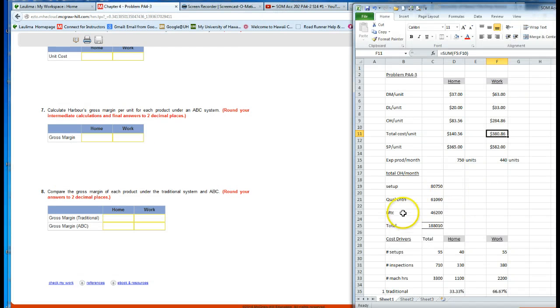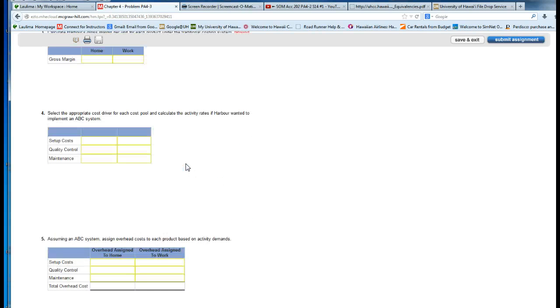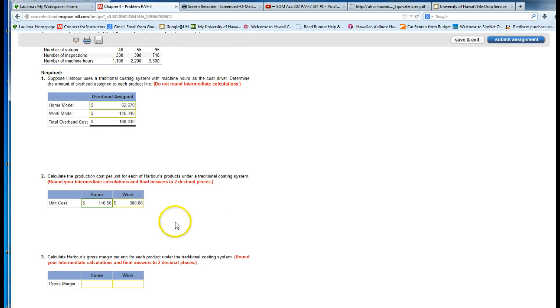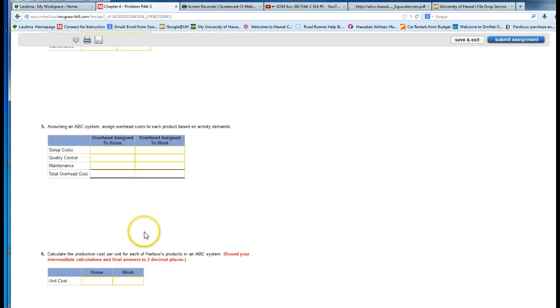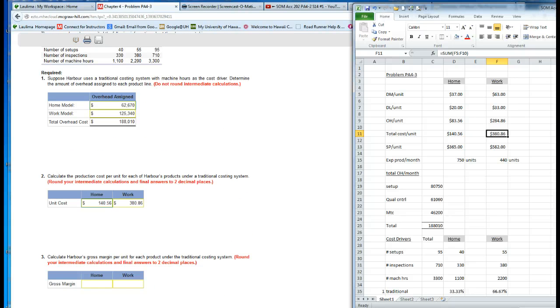Okay, now we got 8 different requirements here, so I think I'm gonna have to divide this problem solution up into maybe 2 or 3 videos. Let's do one more because the third one is also a requirement that uses the traditional costing system, and then from 4 to the end, we're switching over to ABC. Okay, so for number 3, it says calculate Harbor's gross margin per unit.